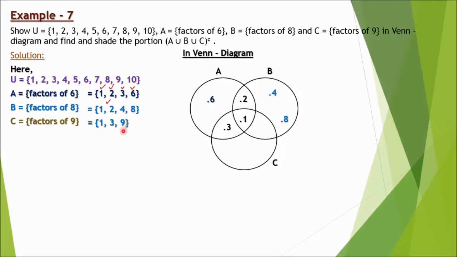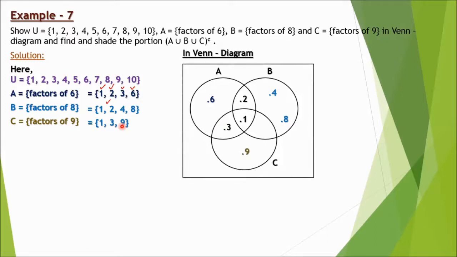And from C, 1 and 3 are written. 9 is not written, so let's write 9 there. Okay, now let's close this with a rectangle. And let's write U. And okay, let's find the elements from the universal set which are not inside the ring.